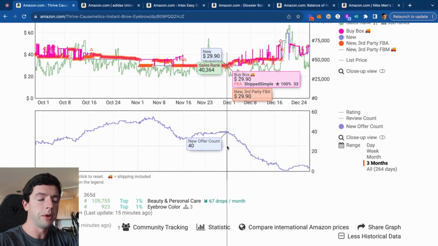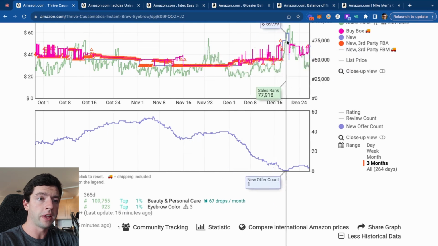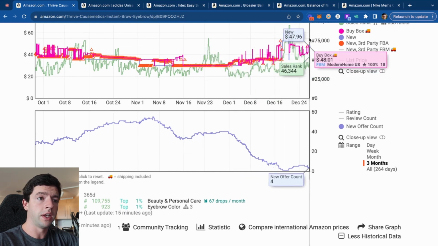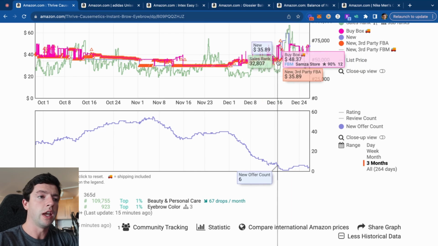On like early December, there were 40 sellers. Now there's only 5 sellers. The buy box price was 30 back then. It's up at like 47 now. So it's significantly higher. And that makes perfect sense based on supply and demand: as the competition went down, the price shot up, and vice versa.